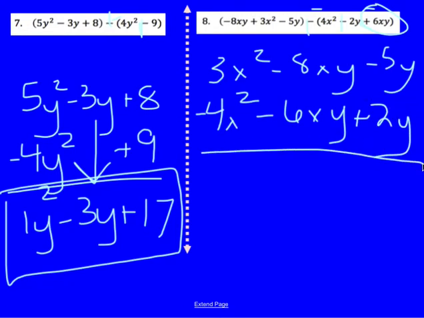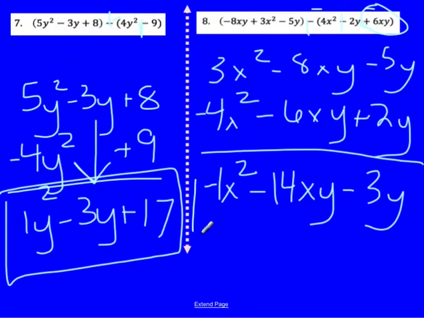So now I'm going to add my coefficients and keep my exponents the same as I go down the columns. So 3 minus 4 is a negative 1, and that's going to be x squared. Again, you're not adding the exponents. Negative 6 plus a negative 8, that's going to get more negative. So you're going to get a negative 14xy, and then negative 5y plus 2y is a negative 3y. So that right there is your final answer for number 8.